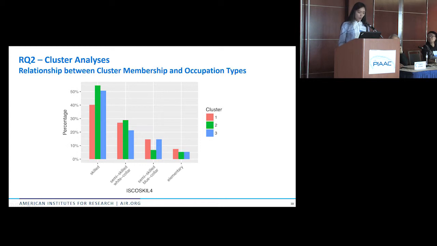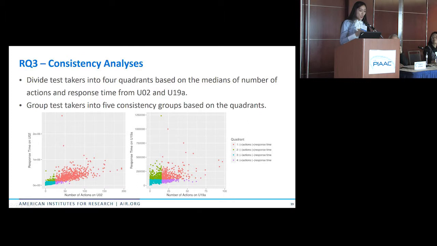So now the last research question is about consistency. Now that we know the performance of these test takers on one item, we're wondering, are those test takers in the same mode across multiple items? Do they use the same amount of time to solve different items?